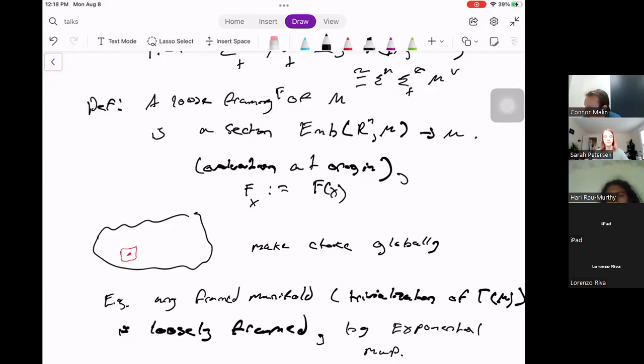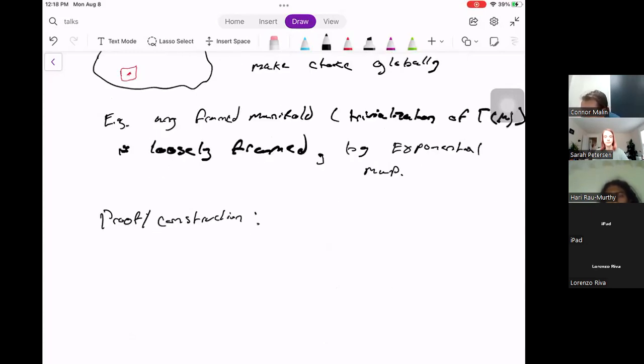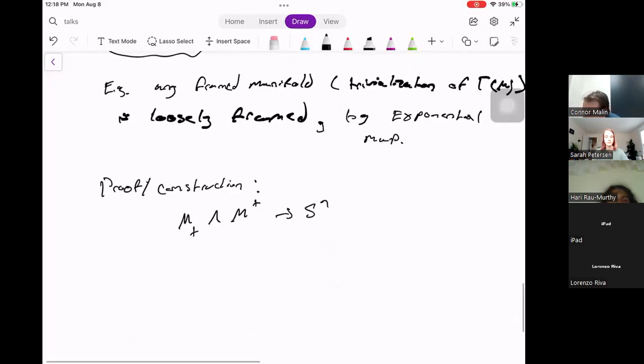Okay, so here's the construction, and again, let's write this. So this is going to be going from M smash with its one-point compactification to Sn. Okay, and what we're going to do is we're going to take (x, y) to the loose framing evaluated at x, and then I'm going to take the inverse image of y. Okay, this is inside Rn.